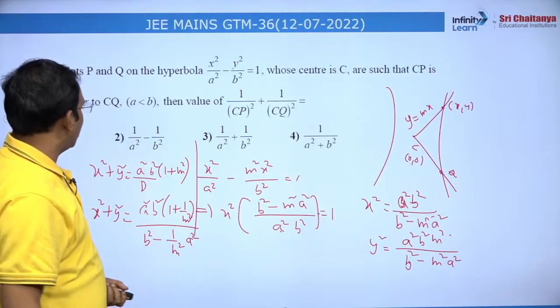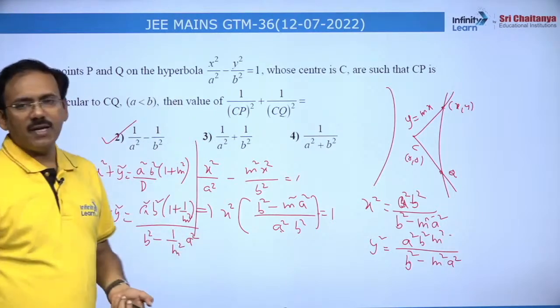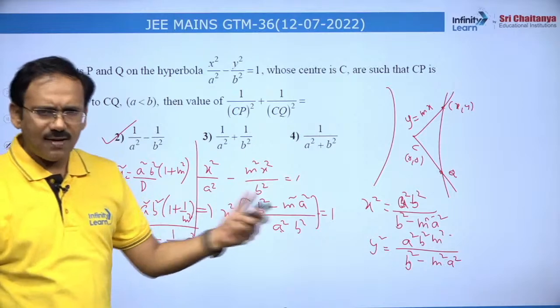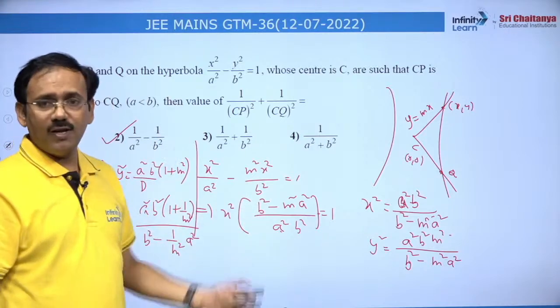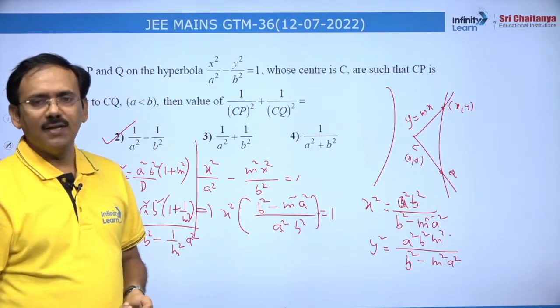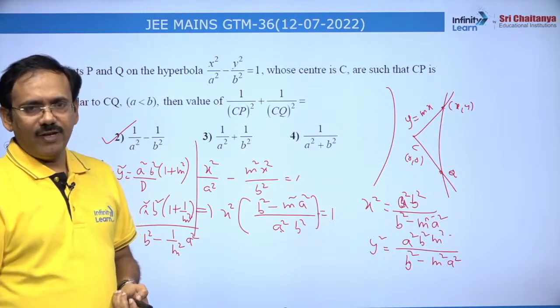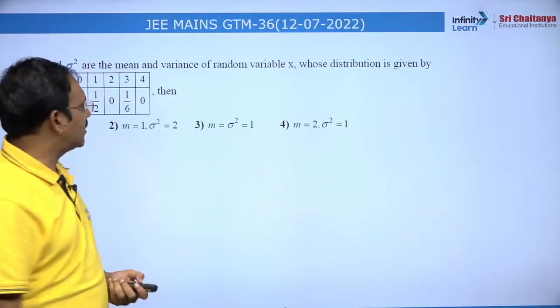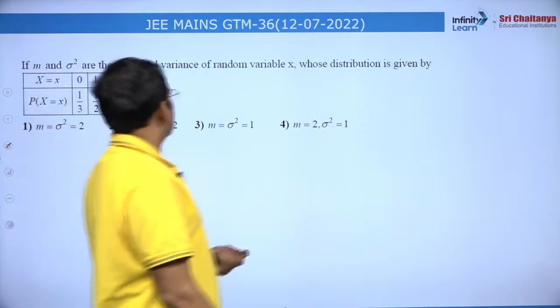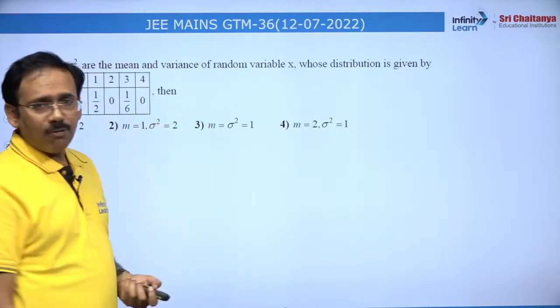You simply add, my dear friends, you will get 1 by a square minus 1 by b square is the one, which is the standard question. You need not do this working if you have done any standard material, especially Sri Chaitanya or Infinity material, dear friends.